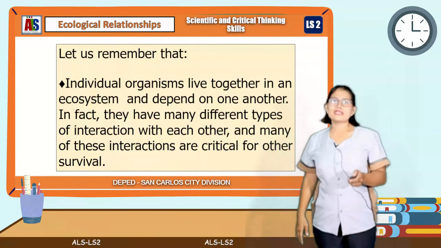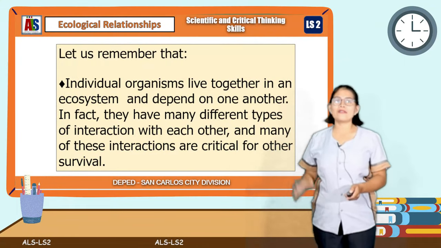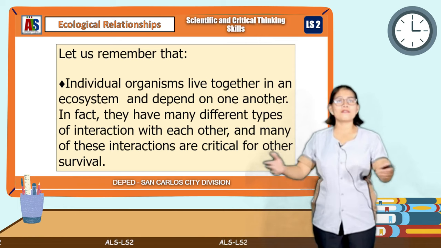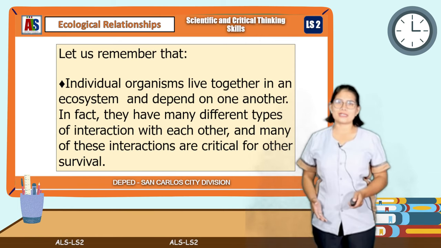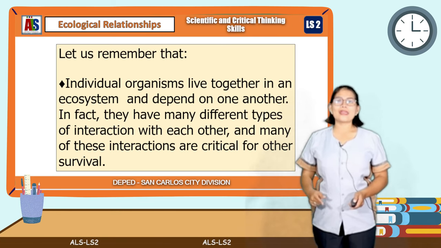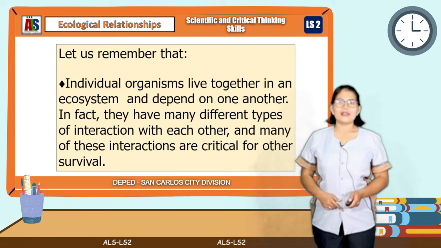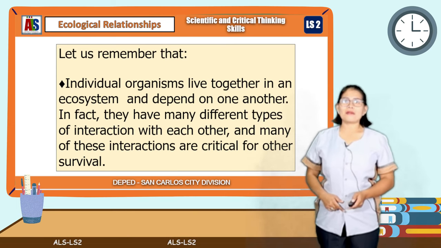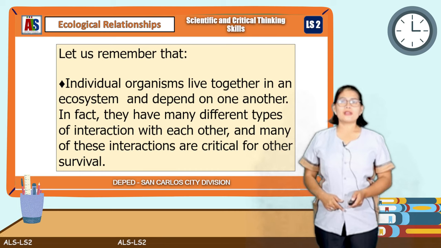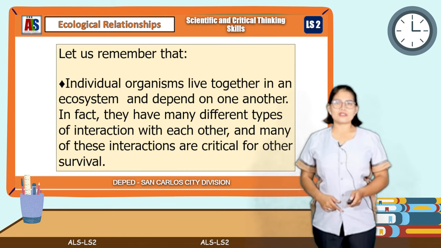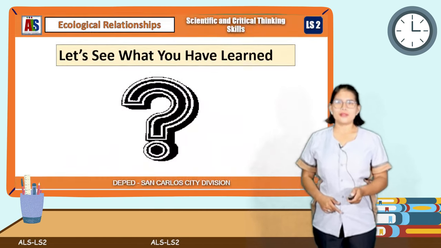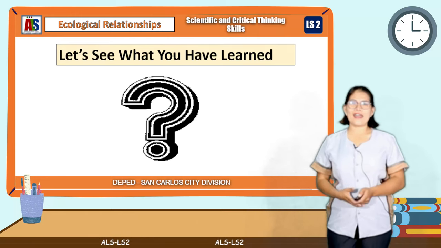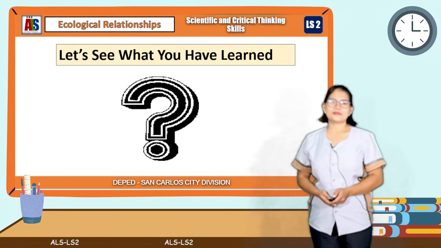Let's also remember that individual organisms living together in an ecosystem depend on one another. In fact, they have many different types of interaction with each other, and many of these interactions are critical for their survival. Let's see what you have learned.